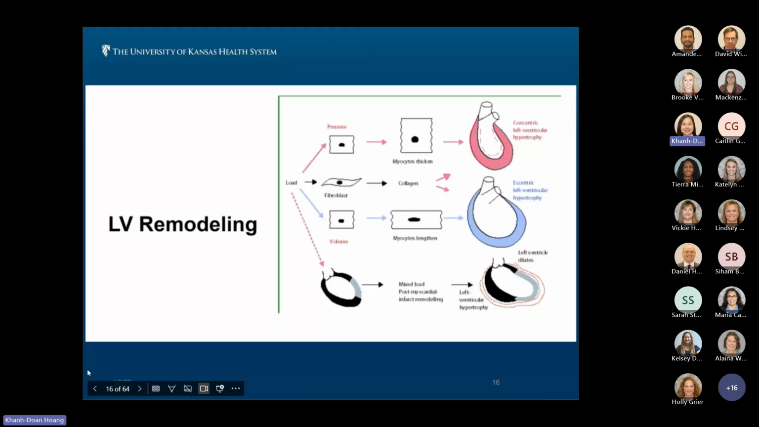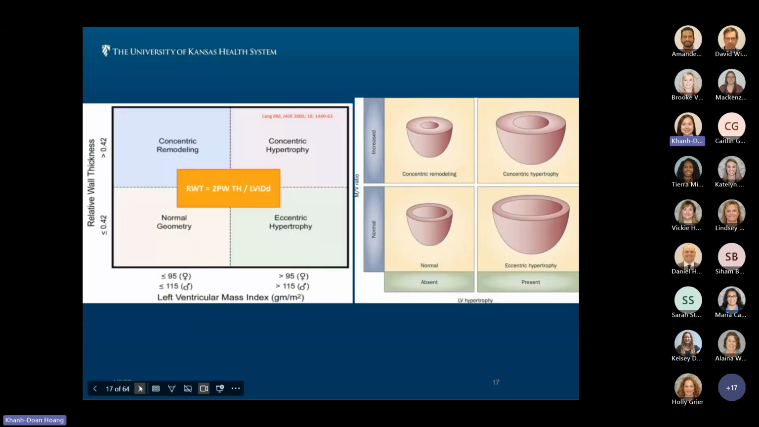So in the instance of pressure overload, like here, the myocytes are going to increase in thickness, and then it's going to develop concentric hypertrophy. And then in response to volume overload, the myocytes are going to lengthen and then develop eccentric hypertrophy. And then we classify this LV remodeling based on the relative wall thickness and the mass index. And this is important because LV hypertrophy and remodeling is a pretty strong predictor of cardiovascular events and is associated with worse outcomes.